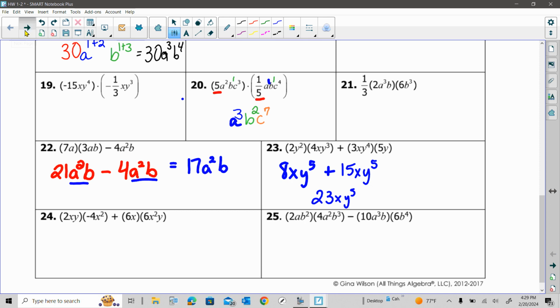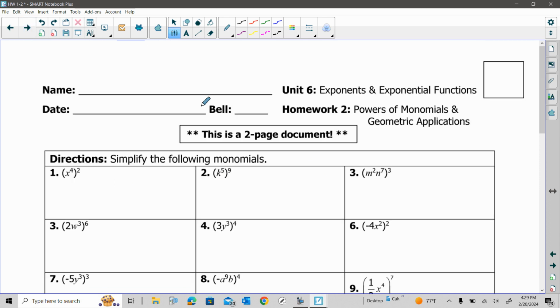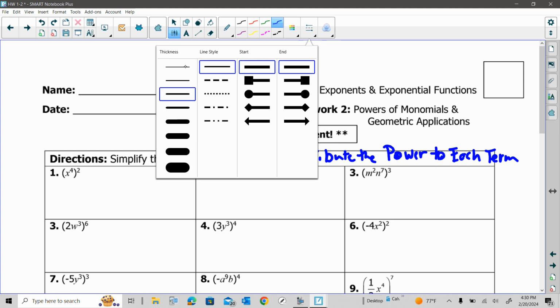And then if we go to the other side, this is all power rule. Okay, so here we're going to have to multiply the exponents. Make sure you distribute the power to each term. When I'm saying power, I'm referring to that exponent. Okay, so let me just change my font again, sorry.